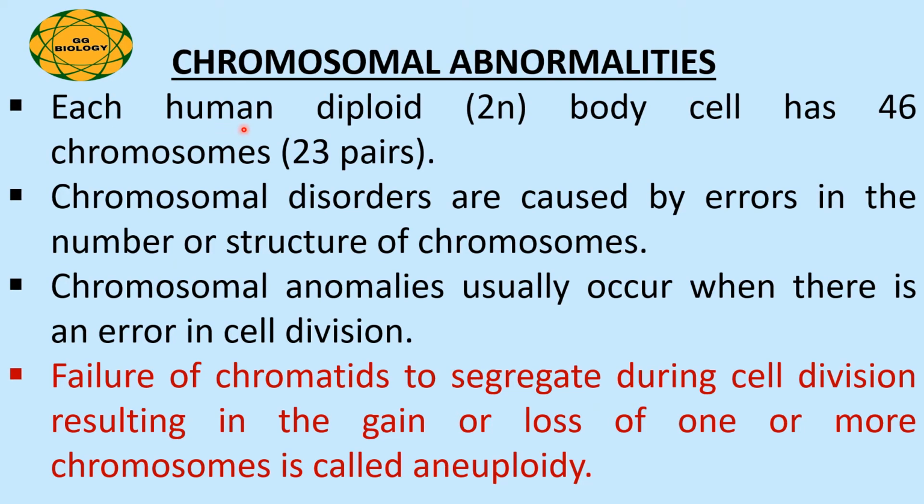Each human diploid body cell has 46 chromosomes, or 23 pairs. Chromosomal disorders are caused by errors in the number or structure of chromosomes. Chromosomal anomalies usually occur when there is an error in cell division. Failure of chromatids to segregate during cell division, resulting in the gain or loss of one or more chromosomes, is called aneuploidy.